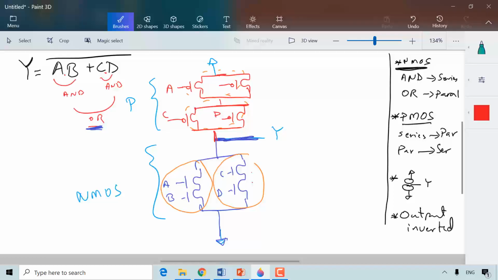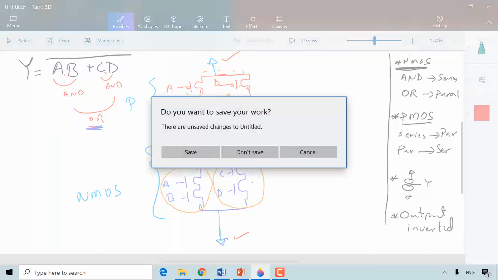Notice that the output, the ground, they are all there. The inputs are connected. This is A, and I probably forgot B here. All my inputs and transistors are connected appropriately. Okay, let's take another example.